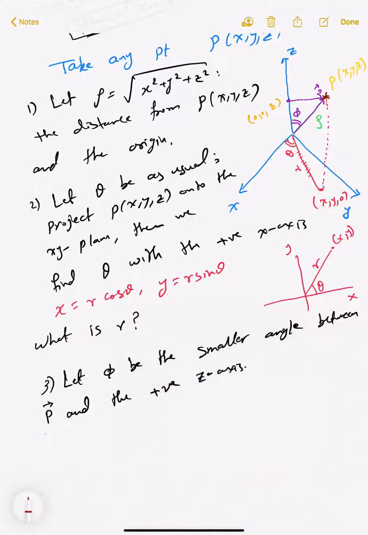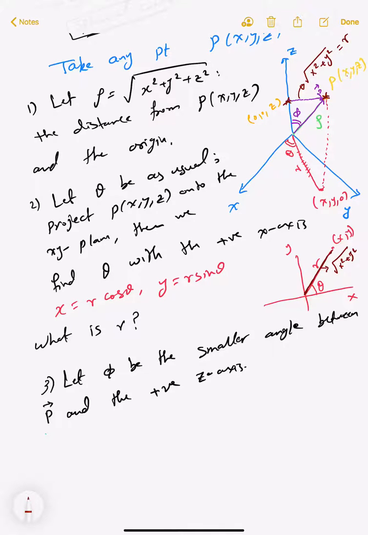If you find the distance between this point and this point, you are taking x minus 0 square, y minus 0 square, z minus z square. So basically, the distance is the square root of x square plus y square, and that's exactly r. Remember, if you look at this r from R2, this r is root x square plus y square. Okay?